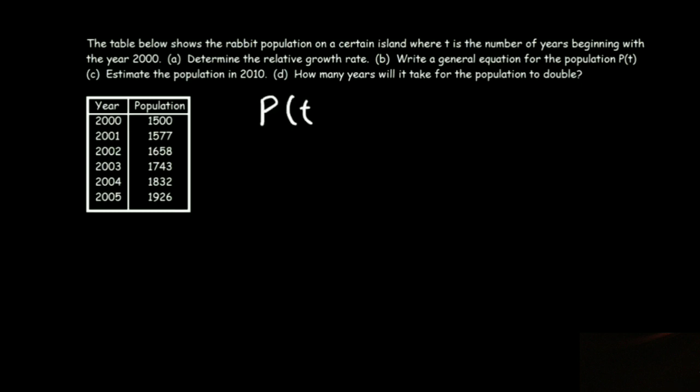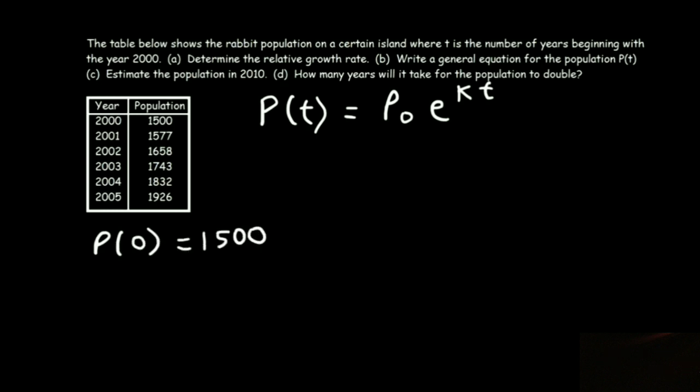So we need to use the equation P(t) = P₀ e^(kt). Our goal is to solve for k, but first we've got to find P₀. So, what exactly is P₀? Well, P(0) is equal to 1500. When t is 0, that is the year 2000. The population is 1500.